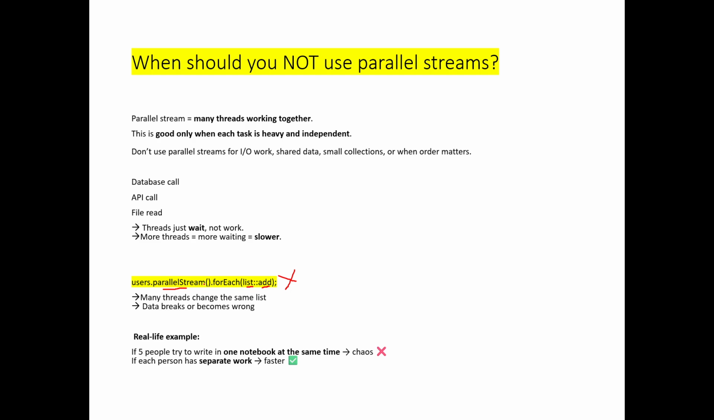Okay, so where can we use parallel stream? Whenever many threads work together, it is good only when each task is heavy and independent. If we have 2 tasks, one task is adding, another task is multiplying each element, then in that case parallel stream works. But with one task, if you want to apply parallel stream, you will get wrong results. So you got it? Yeah.